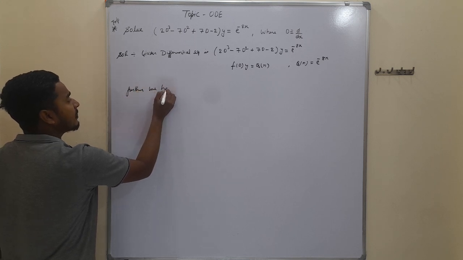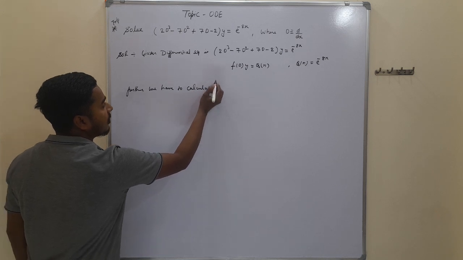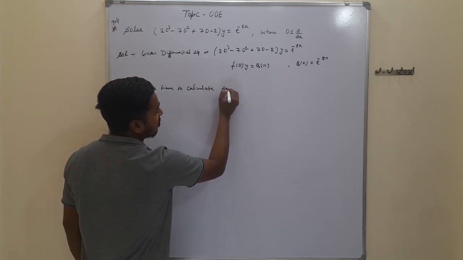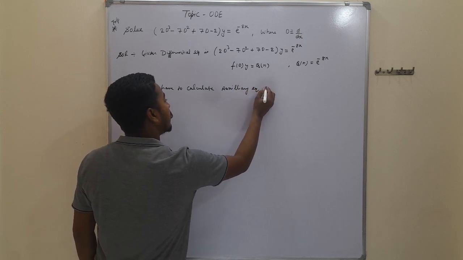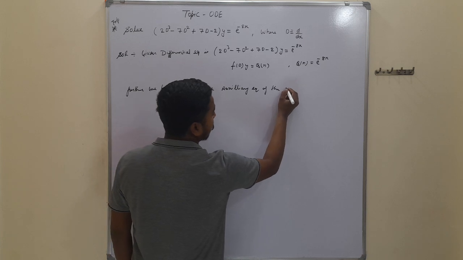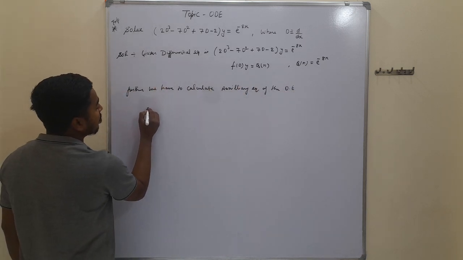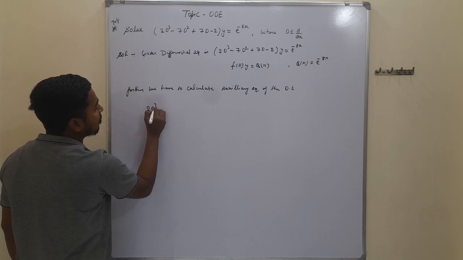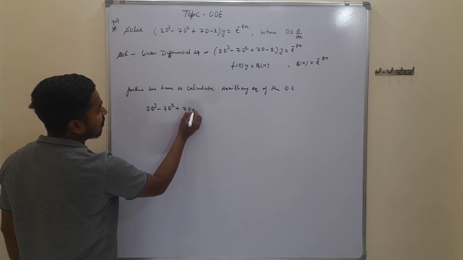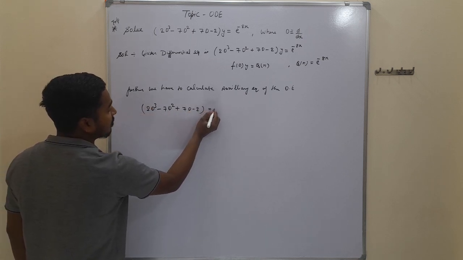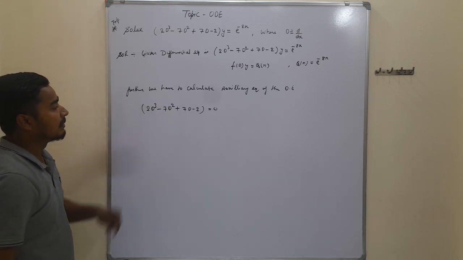we have to calculate the auxiliary equation of the differential equation. We can write 2D³ − 7D² + 7D − 2 = 0. We have to find the auxiliary equation to calculate the roots of the given equation.